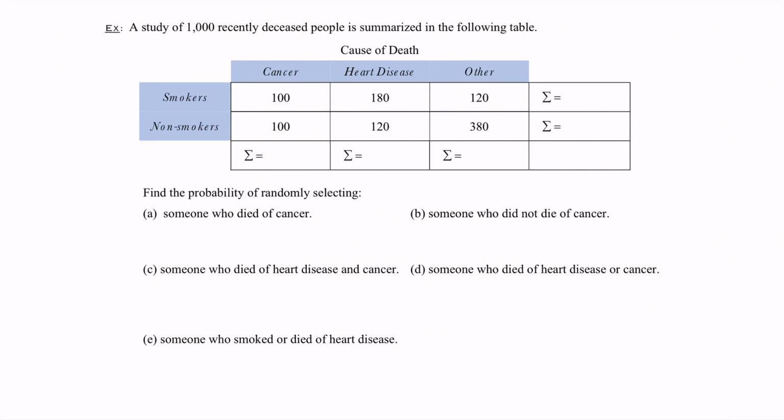Let's look at another example of compound events. In this case, we have organized our data in a table to help us look at the various outcomes of each event. Let's start by totaling each event.